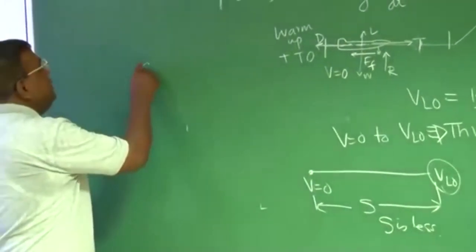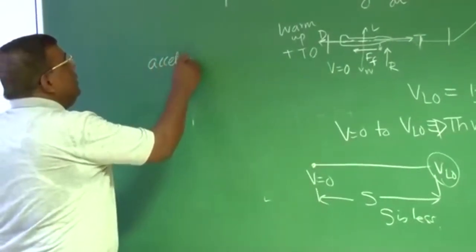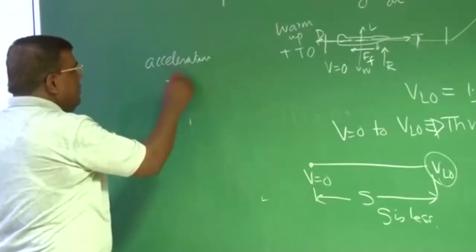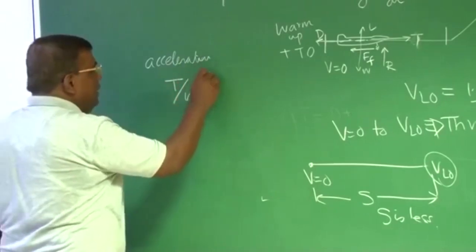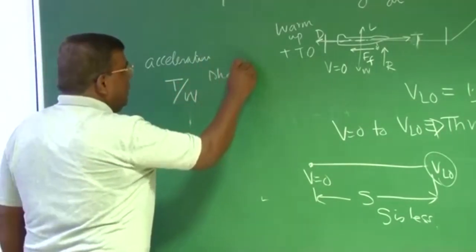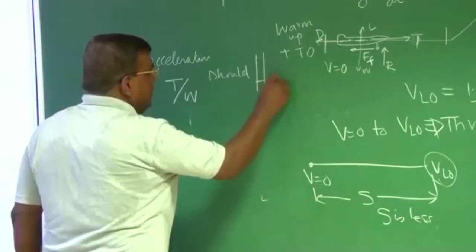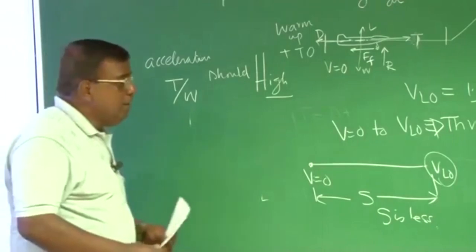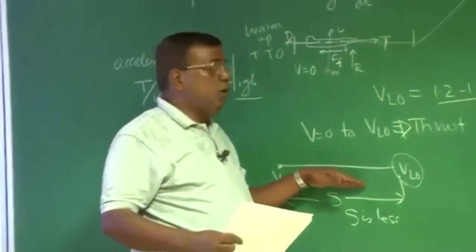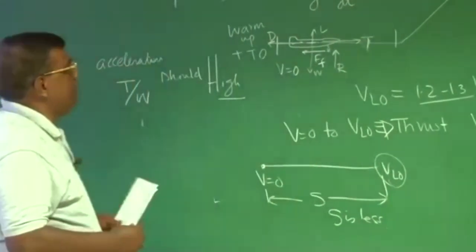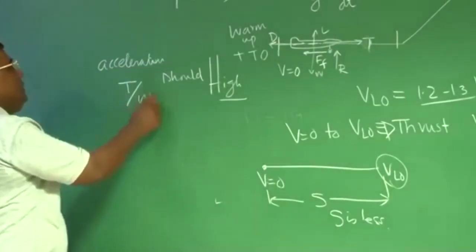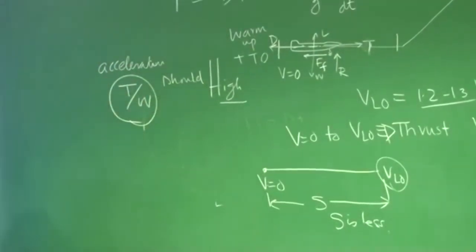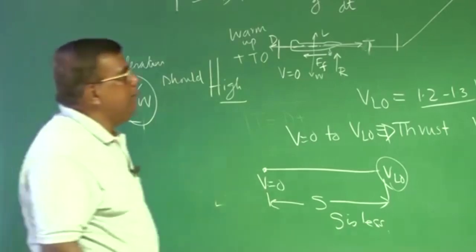So it needs to have larger acceleration. Larger acceleration means T by W should be high. This is important. If T by W is higher, then it will have a shorter distance for takeoff. So T by W plays an important role in affecting the takeoff distance. This is one. Now come to climb.